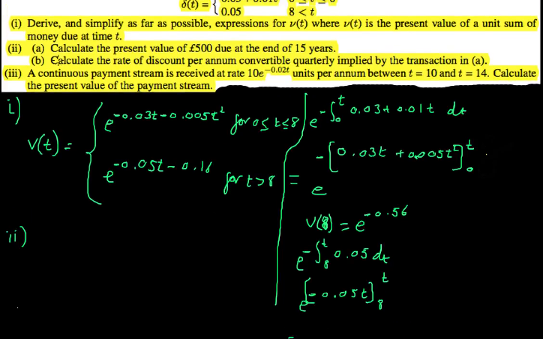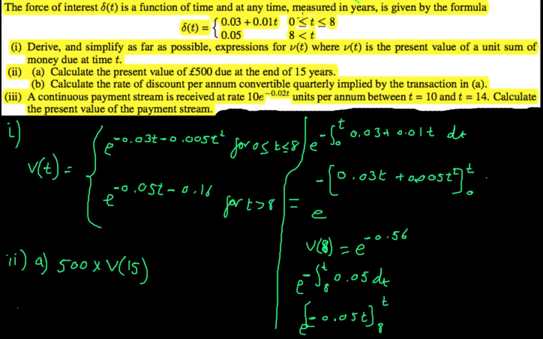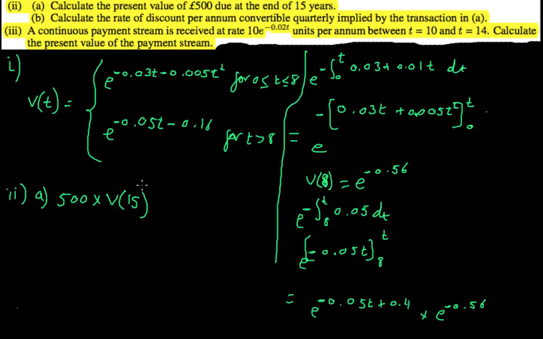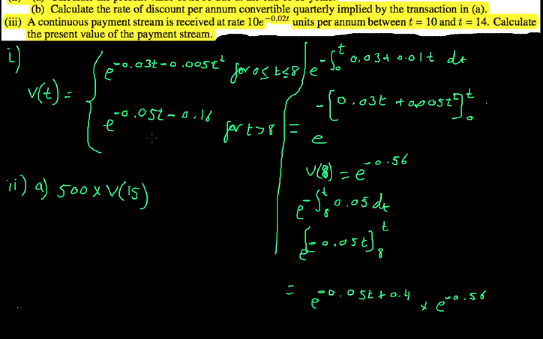That's pretty good. Now calculate the present value of £500 due at the end of 15 years. So in order to find the present value, it's not a continuous payment, we actually have £500 paying at the end, so that's just 500 times V of 15. And we know that in this case t is measured in years. So all we have to do is sub 15 into our function.